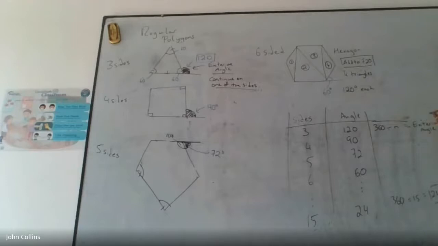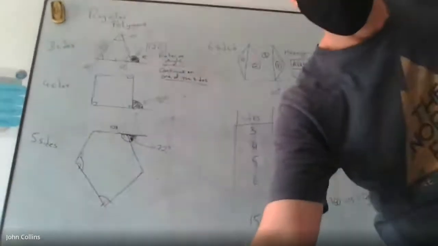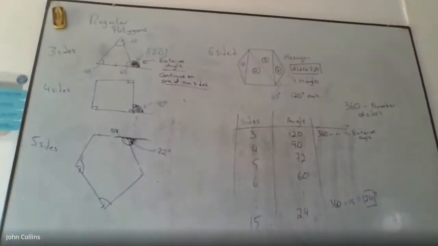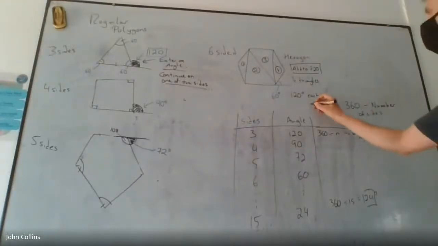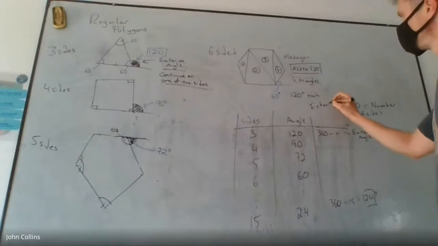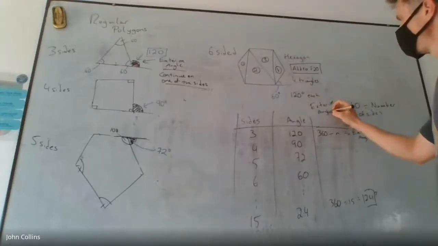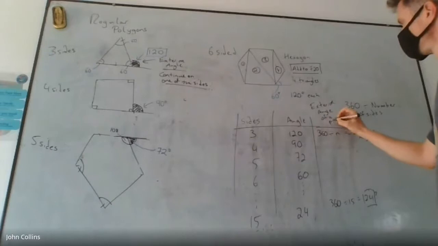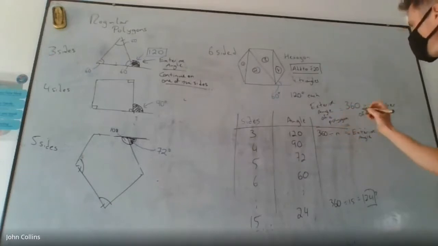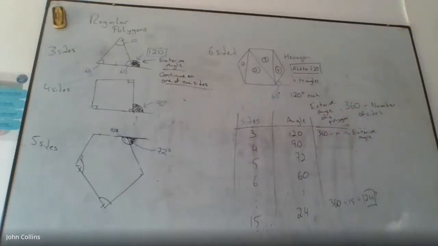So the formula for an exterior angle is far easier. That's the one that's usually asked. It's 360 divided by the number of sides. 360 divided by the number of sides, and that gives the exterior angle of a polygon. This one you need to know and have in your notes.